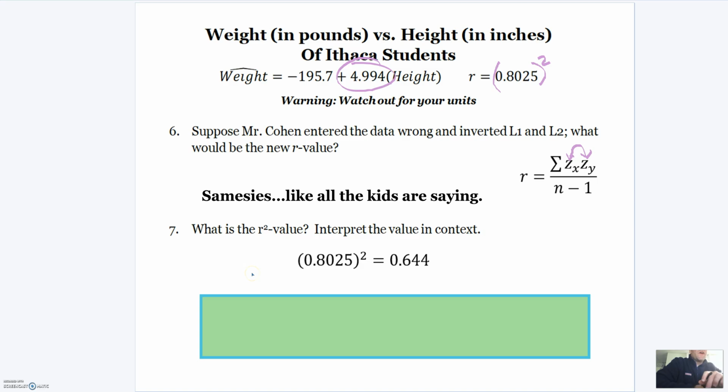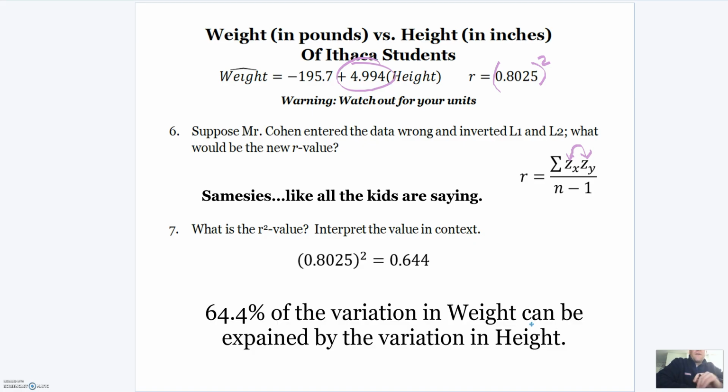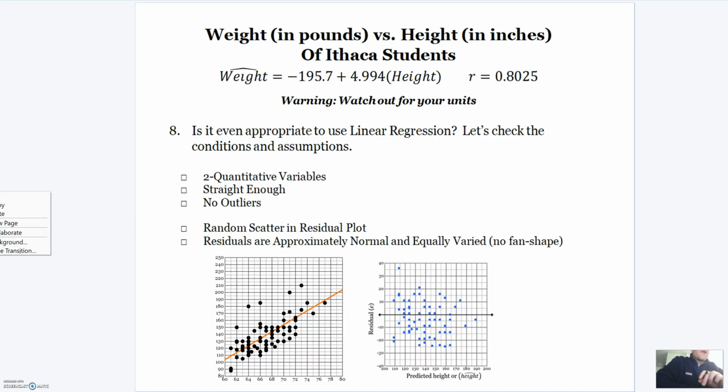Anyway, so I squared the r value. I got 0.644, which means, remember, we're going to write the sentence. Go back, check your notes. Remember, it's like a little Mad Lib type thing, fill in the blank. So 64.4% of the variation in weight can be explained by the variation in height. Remember the y context comes first, the x context comes second, and the r squared is written as a percent. All right, we're getting there.